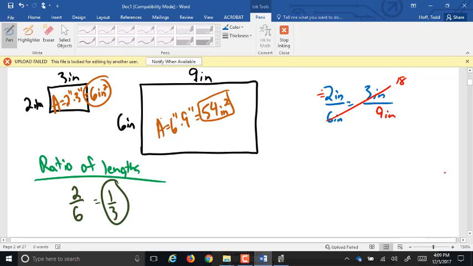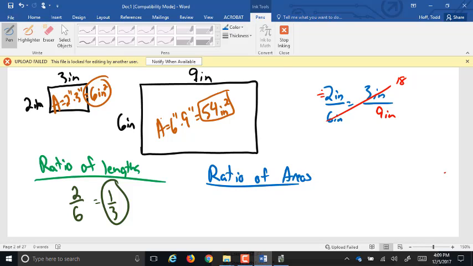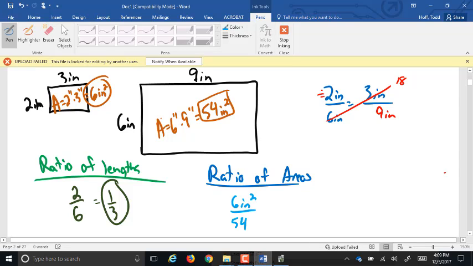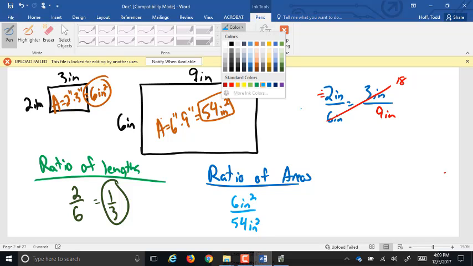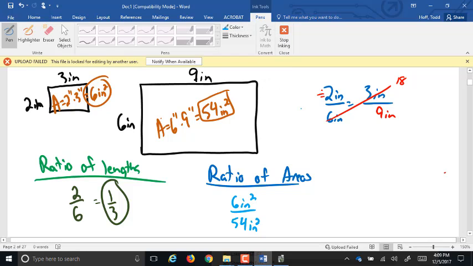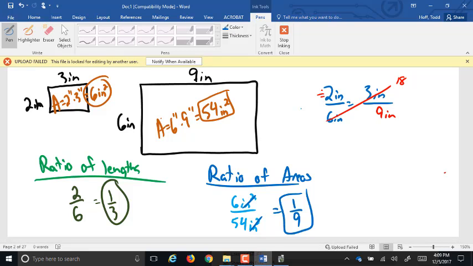Let's look at the ratio of areas. Six inches squared became 54 inches squared. Now that reduces, both divide, the inches squared cancel out. Both 6 and 54 can divide by 6 to give me a 1 and 9. So a 1 to 3 ratio of lengths gives us a 1 to 9 ratio of areas.